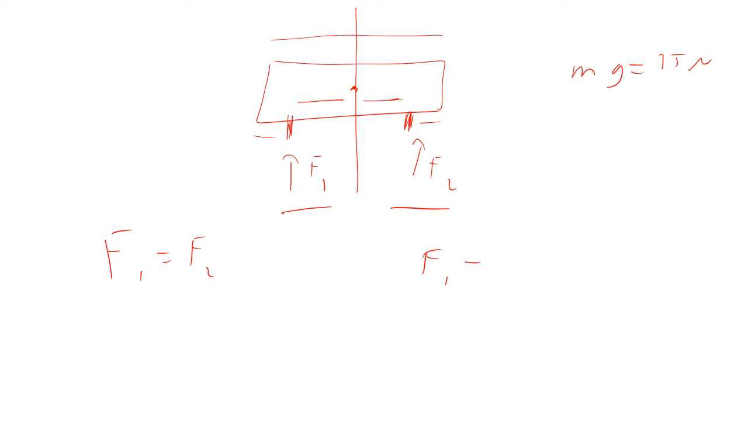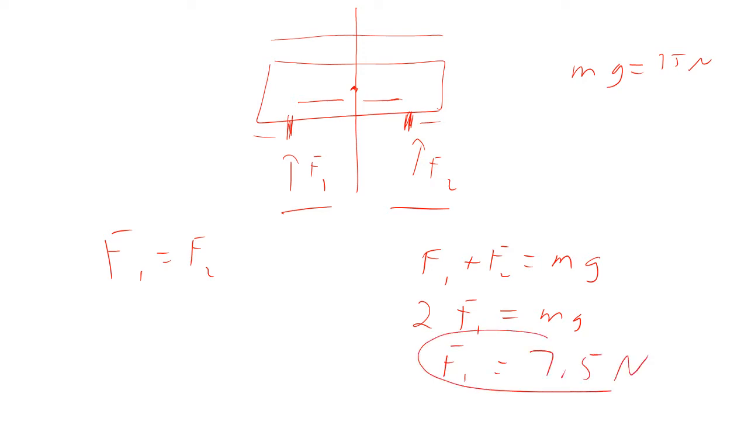You know that F1 plus F2 equals mg. So if they're equal to each other, then 2F1 equals mg. So F1 is going to be 7.5 newtons. Okay, this is no different than the hanging thing. So let's make this a little more complicated now.